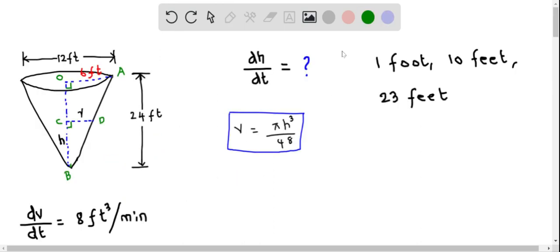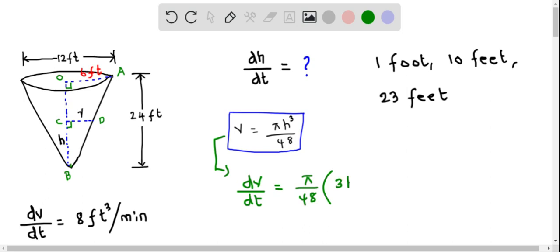Okay, so now that we have determined the volume expression in terms of h, we can find the derivative of the volume expression with respect to time. So we are going to differentiate this on both sides with respect to time. Therefore, I'm going to get dV/dt, and this equals, I can factor out the constant pi over 48, and then I have to find the derivative of h cubed.